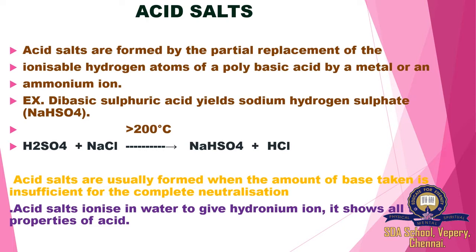This sulfuric acid, when it is reacting with sodium chloride, the temperature is above 200 degrees Celsius. It becomes sodium bisulfate and corresponding hydrogen chloride is evolved. Acid salts are usually formed when the amount of base taken is insufficient for the complete neutralization. Why is the amount of base insufficient for the reactant? So that we are getting acid salt.